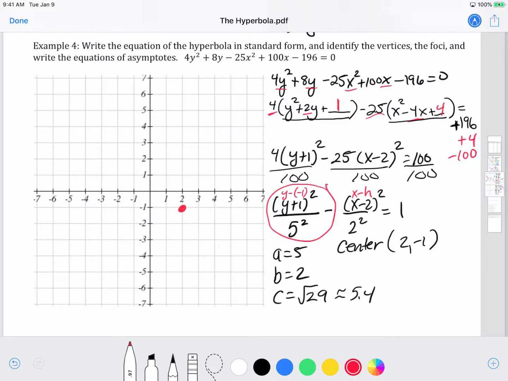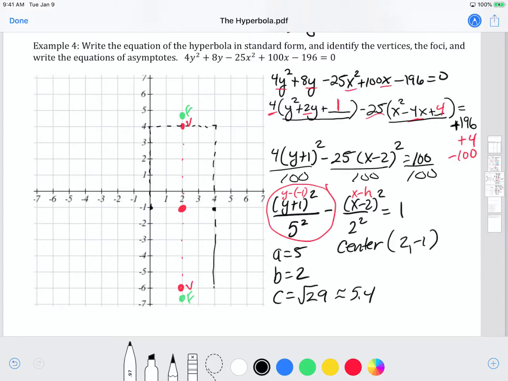Because this runs vertically, to find my vertices, I'm going to go up 5 from my center. 1, 2, 3, 4, 5. That's one vertex. 1, 2, 3, 4, 5. Here's the other vertex. My focus point is going to come out a little bit more than 5 in either direction. So here's my focus. Here's my focus. And then to draw my box, I've got to come out the opposite direction of the transverse axis, the distance of B from the center. So I'm going to come out 2 here and here. So I can use this to draw my box.